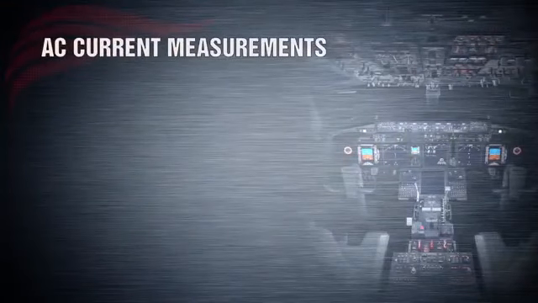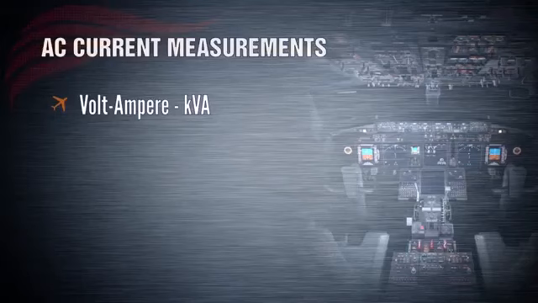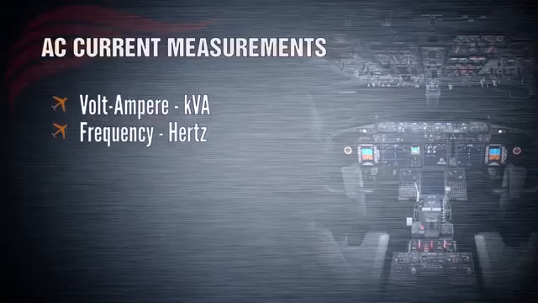AC current's output power versus voltage are measured in a unit called volt-ampere, generally expressed as thousands, or kVA. Another important concept associated to AC current is the frequency at which the current alternates direction. Frequency is measured in hertz. For example, a 60 hertz frequency is equal to 60 current direction changes per second.